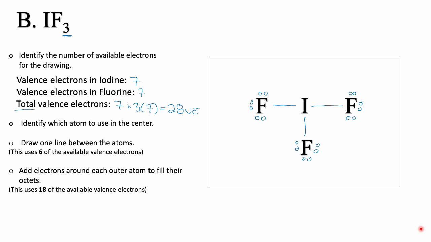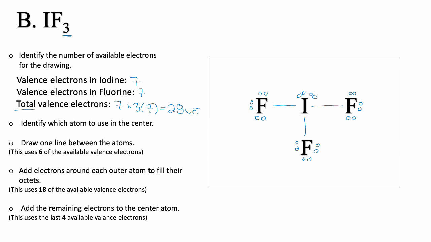We know that iodine is found in period 5 of the periodic table. Elements in period 3 or greater can have an expanded octet. Therefore, iodine can have an expanded octet and can take the extra electrons to have 10 electrons in its octet. This is because it has access to the d orbital, which not all atoms have access to. Now we can add those extra electrons. 1, 2, 3, 4. Now we've used all 28 of our valence electrons and our structure is complete.